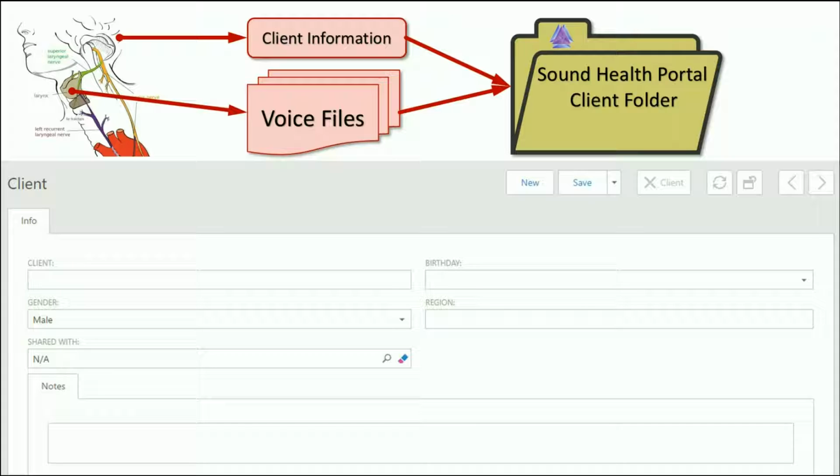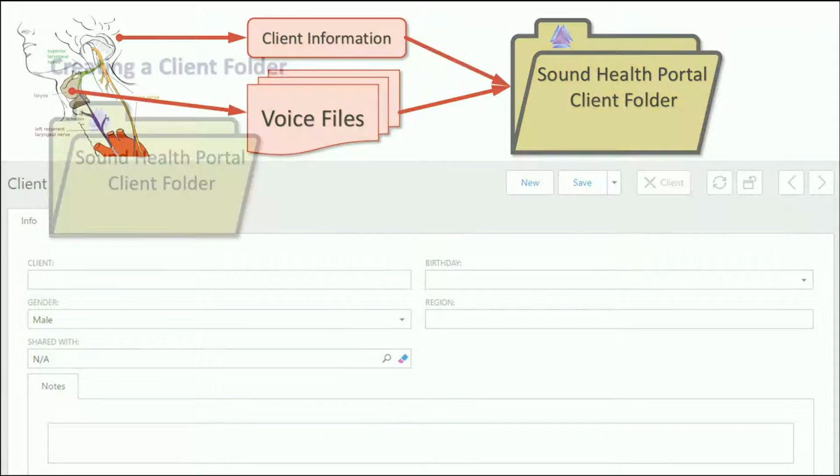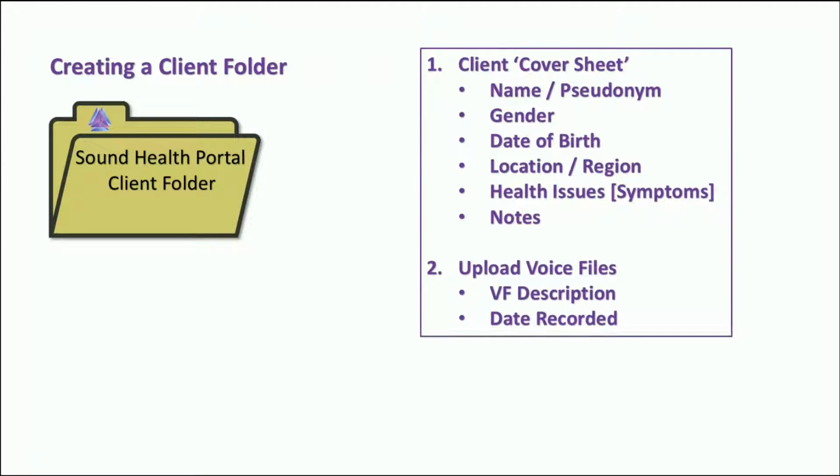What you see here is an example of the client's cover sheet, meaning this is where we put some basic information about our client, and that list of information is their name, which is recommended to be a pseudonym. We don't want any real names, let's say. You are able to keep that information locally and have the portal just have a reference record to that real person's name. Their gender, date of birth, location, and it's not a mailing address or anything personal. It's a general region or city, county, etc.